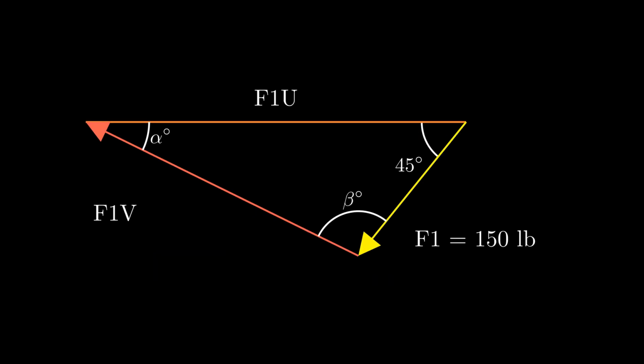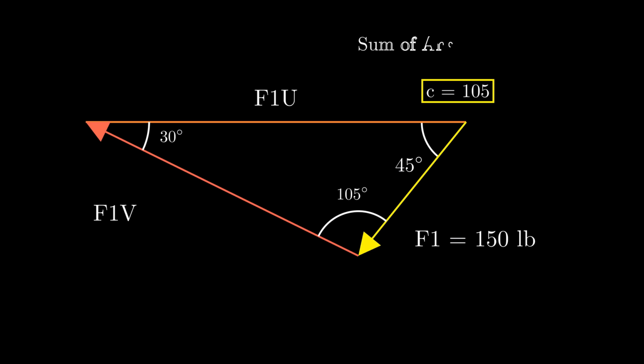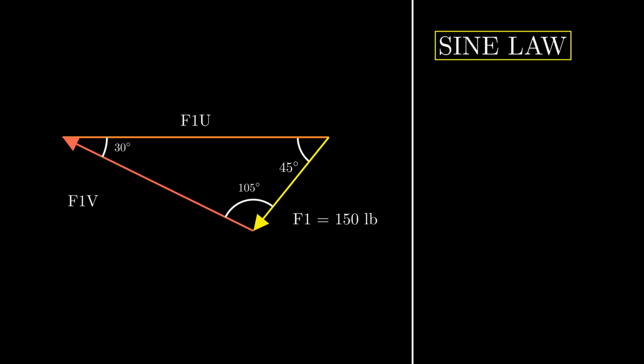So we can say that the angle alpha is 30 degrees, and the angle beta comes out from the sum of angles. We know that the sum of the angles is equal to 180 degrees. So by simplifying it, we get our angle beta, which is 105 degrees. Now we have all the angles, and we can easily find F1u and F1v by the sine law. Here's how we will find it.